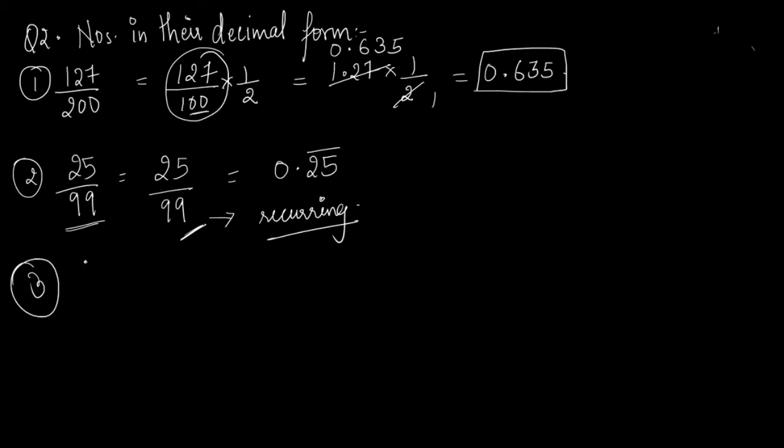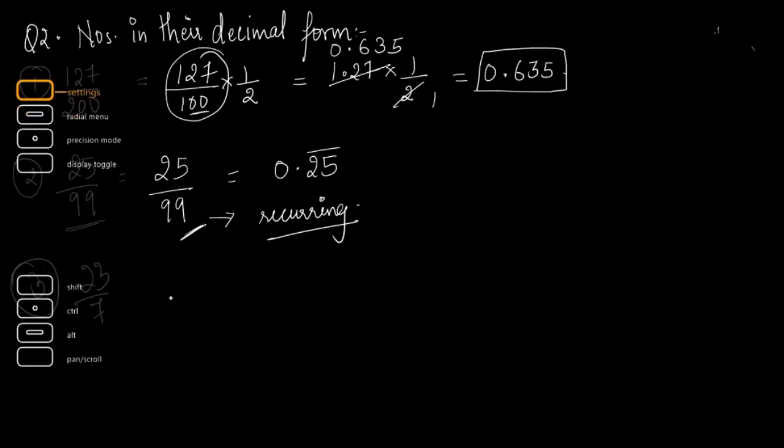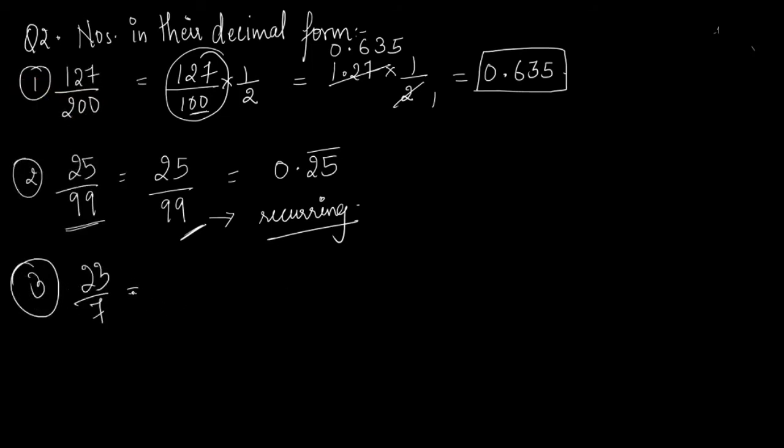Now in sum number 3, you have the question as 23 by 7. Now let's check how we do it for 23 by 7. Let's write this down in the rough work column. 7 divided by 23. So you have 7 3s are 21. You have 2 over here. Now 20. So 7 2s are 14. So 6. So 7 8s are 56.